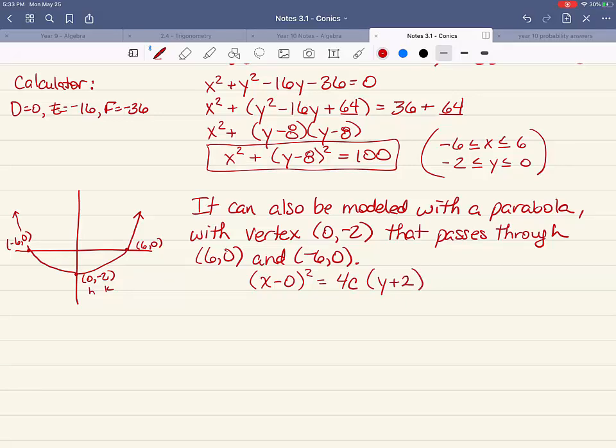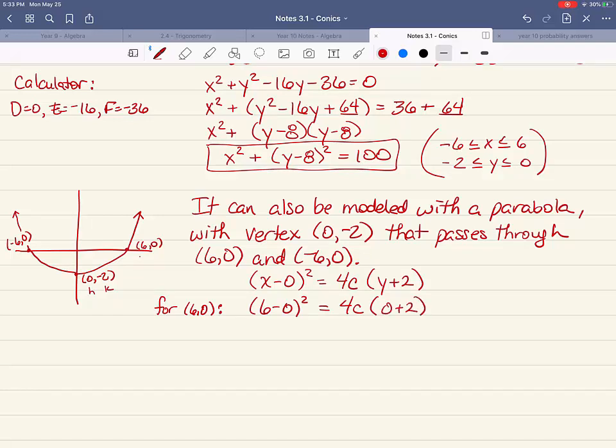Okay, so I have 3 variables in here, x, y, and c. I know another x and y. That's the point (6, 0). So I'm going to plug in (6, 0). I'm going to write 4c, showing that I'm plugging that in. I'm going to get (6 - 0) squared equals 4c(0 + 2).